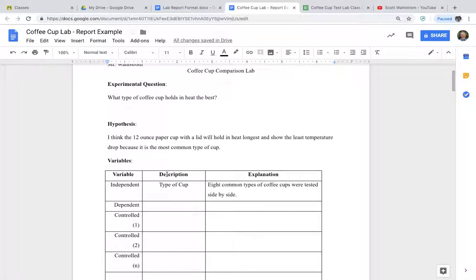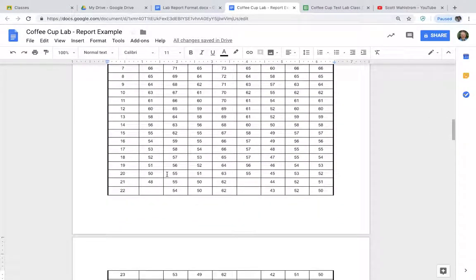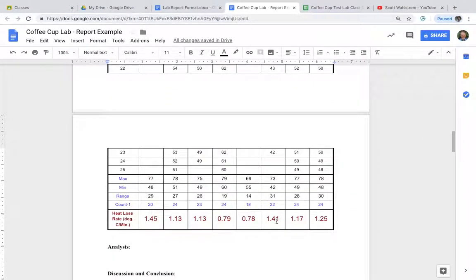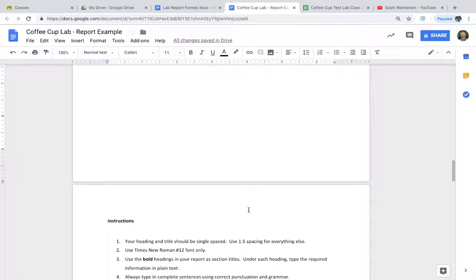Taz had a heat loss rate of 1.41, or excuse me, 1.17, and several cups had much lower rates than that. In fact, many of them did, with the best being either the stainless steel or the styrofoam with a lid. I'm not sure there's any meaningful difference between these two numbers. So be sure to either say the hypothesis was correct or incorrect based on the numbers, and that will finish up your lab report.